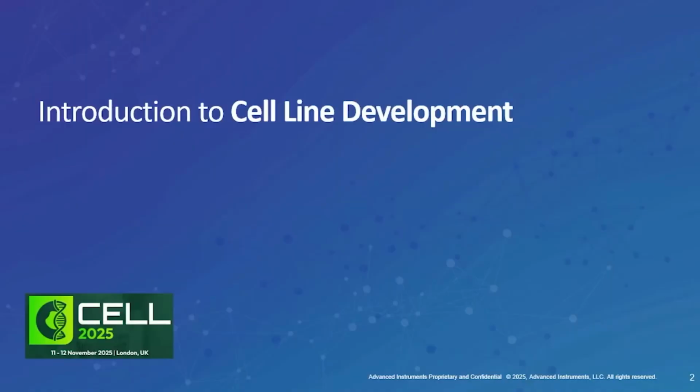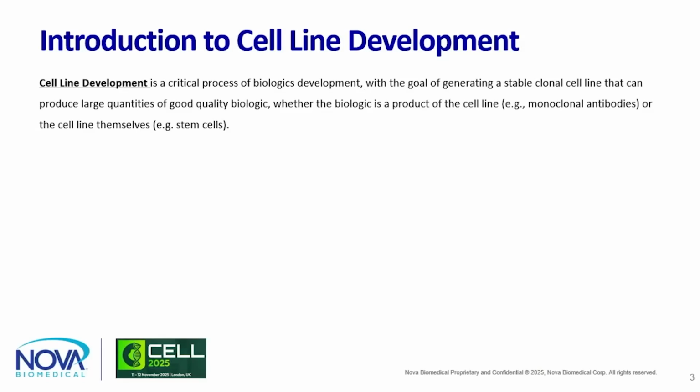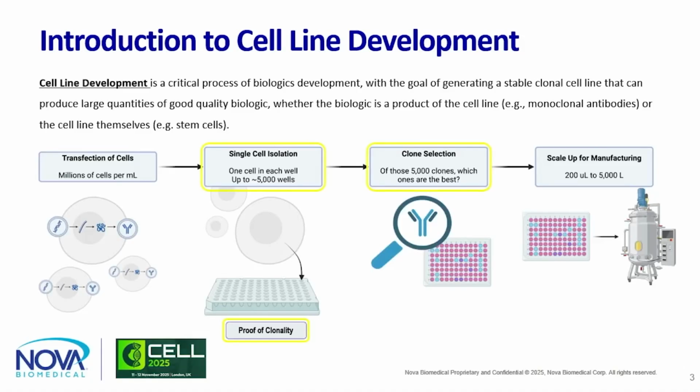So first I'll start with a little introduction about cell line development. Cell line development is the process of generating a stable clonal cell line to produce a biologic of interest, whether that's the protein that is produced or the cell lines themselves, such as stem cells. As a leader in cell line development automation, Solentim was able to identify three main bottleneck efficiencies. This includes single cell isolation, proof of clonality, and clone selection.